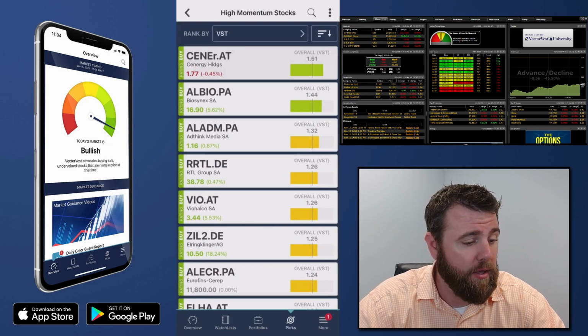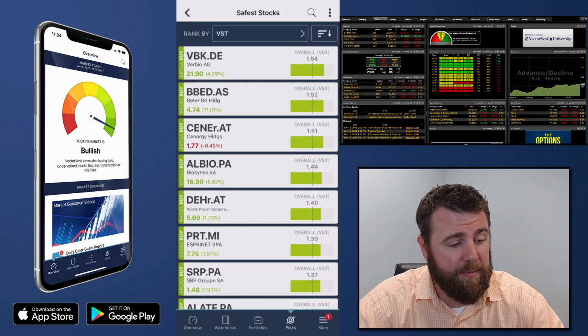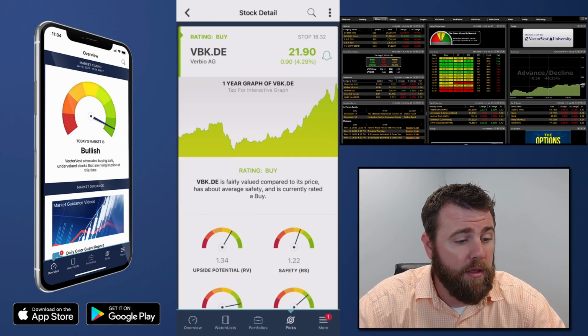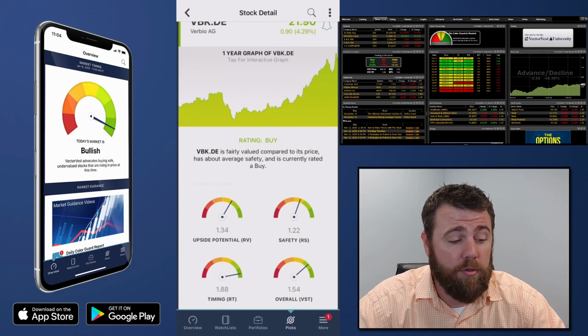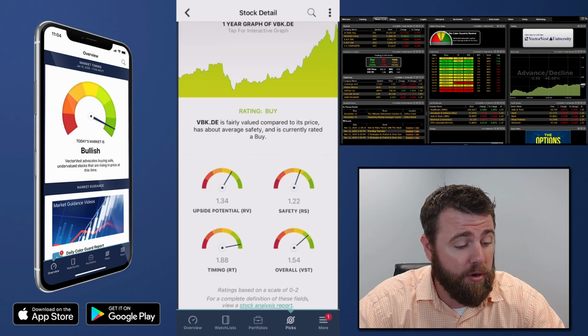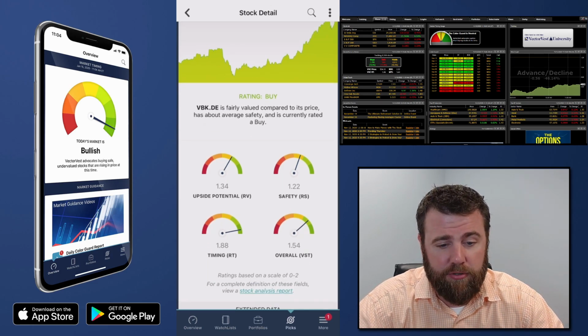If we go take a look at some of the safest stocks in the European market, we can see the VBK. Great looking uptrend. RS of 1.22. RV of 1.34. Look at that timing. 1.88. Really strong uptrend. That's what you're looking for.